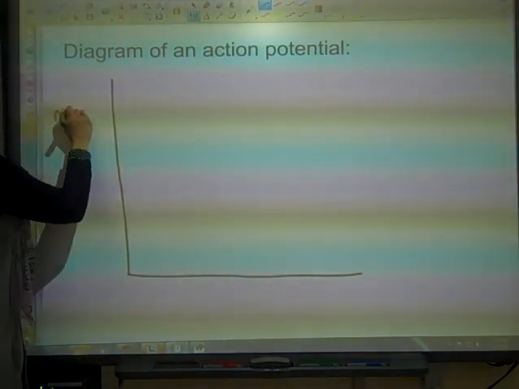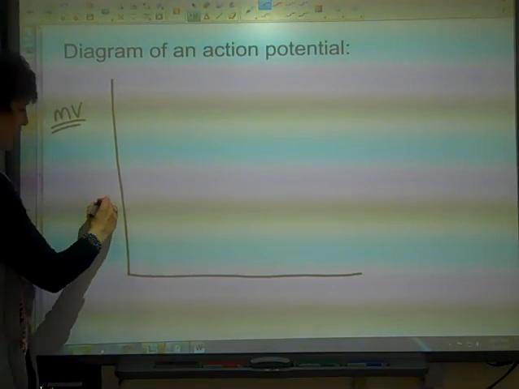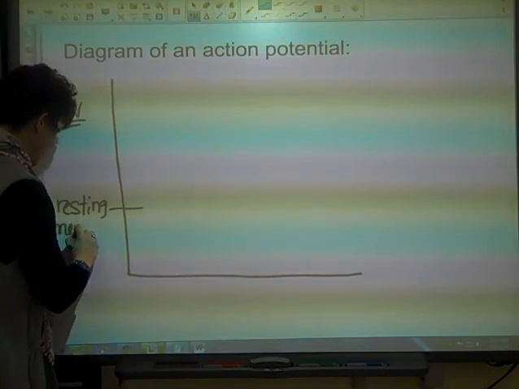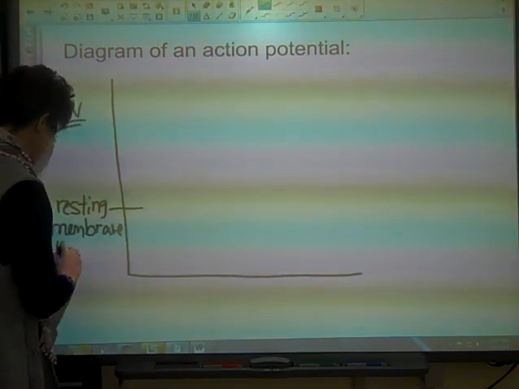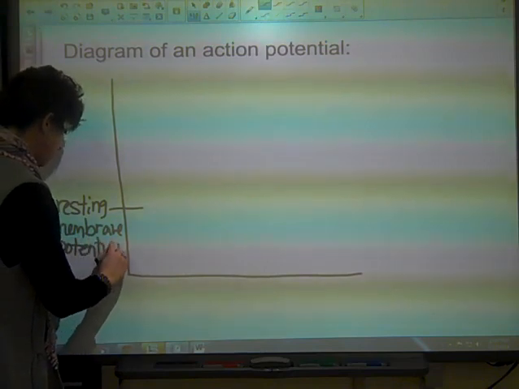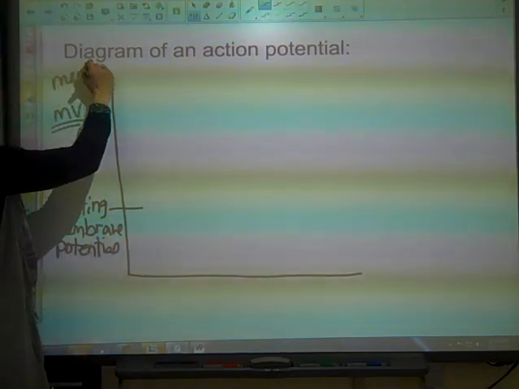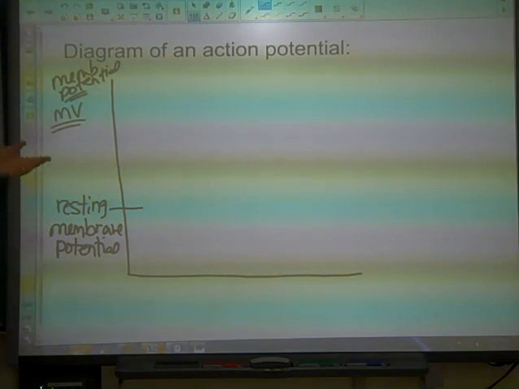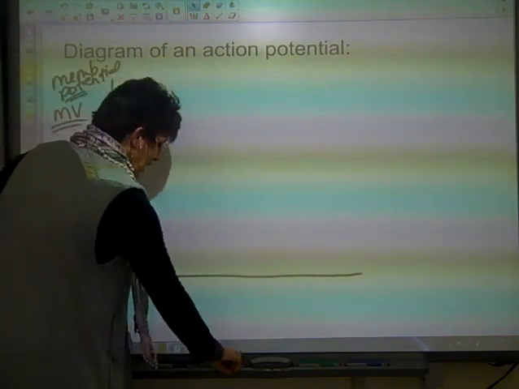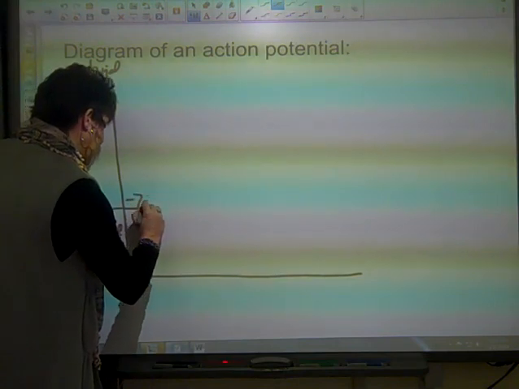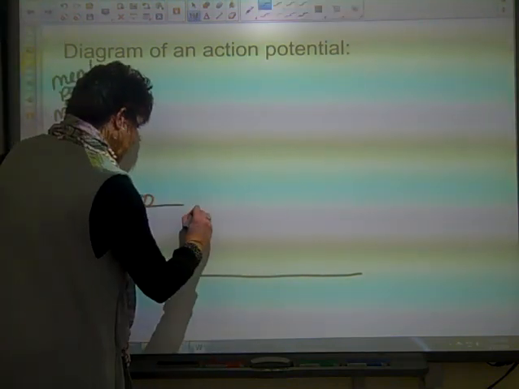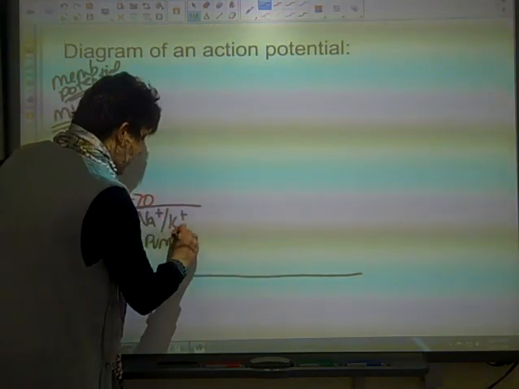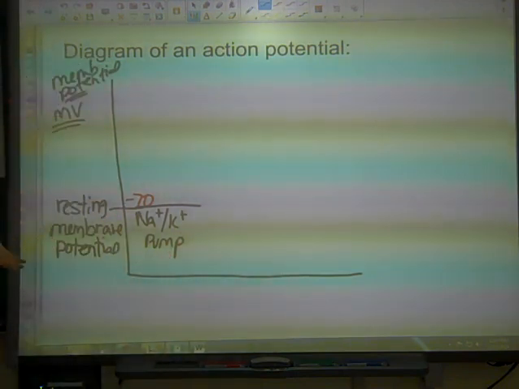So over here, this is millivolts, and I start off at rest. So my resting membrane potential is right here. All of this would be membrane potential. So that means, what's the difference in charge from the inside to the outside? My resting, let's put a value on this of -70. So what keeps this right here? My Na+/K+ pump is working to keep the sodium ions out and the potassium ions in.